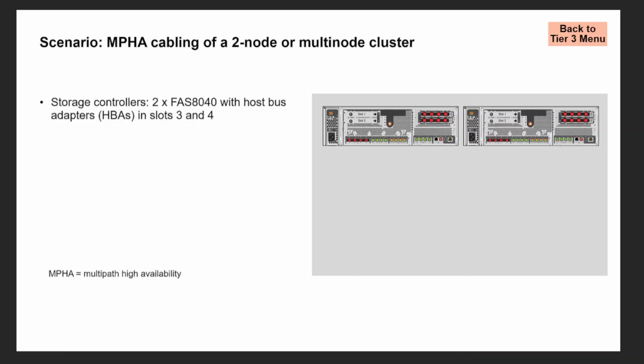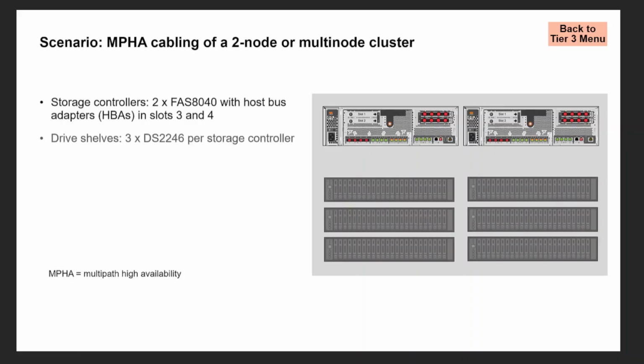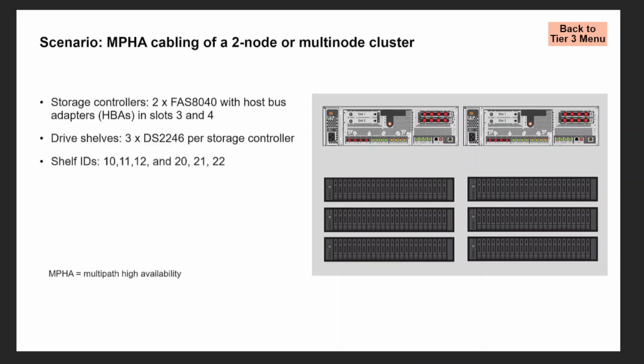The scenario uses two storage controllers with 4 onboard SAS ports and quad-port SAS host bus adapters, or HBAs, in expansion slots 3 and 4. The storage controller attaches to 2 shelf stacks, each of which contains 3 drive shelves. The shelf IDs follow the recommended practice. Shelves in Stack 1 are numbered starting with shelf ID 10. Stack 2 shelf IDs start at shelf ID 20.